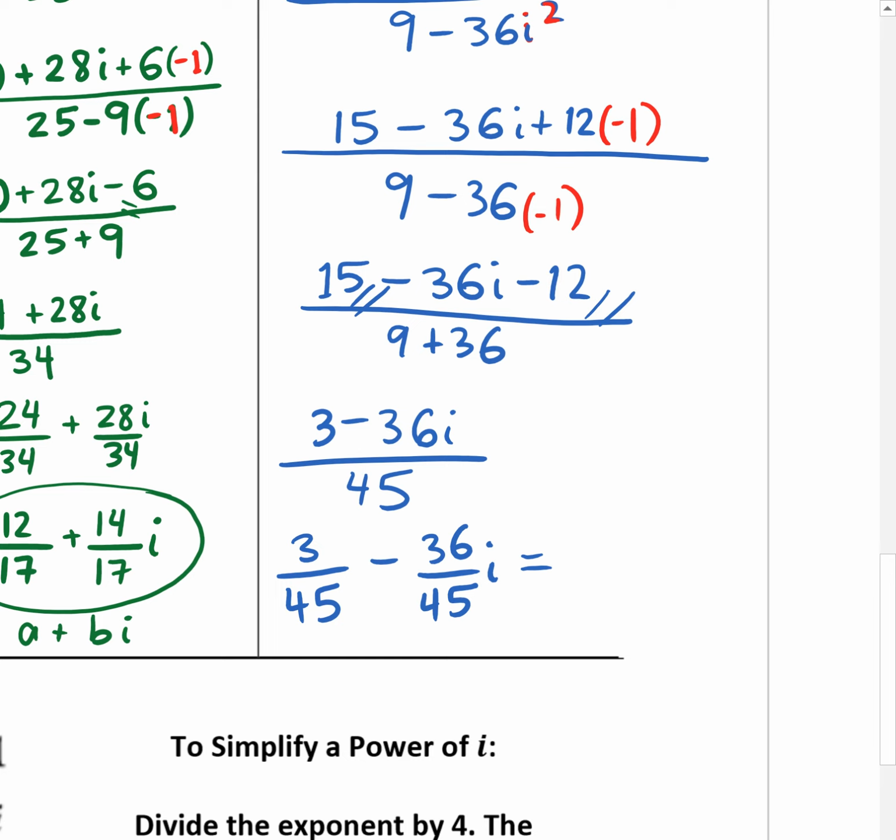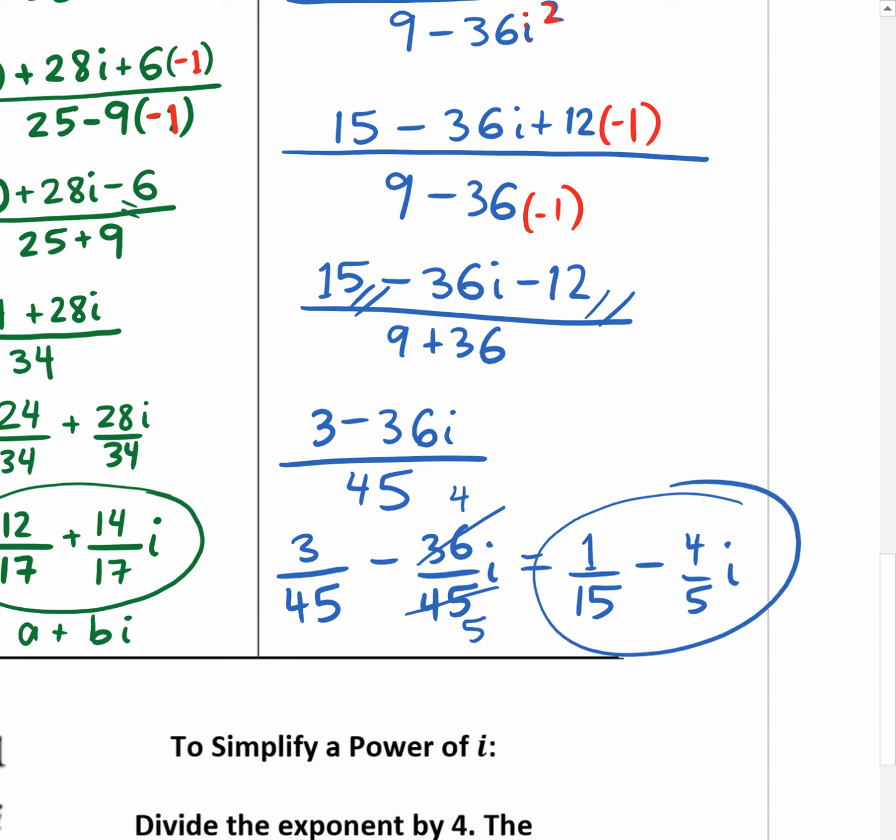So let's see, 3 goes into 45 15 times. So that first fraction becomes 1 over 15. But notice that I think 9 is the largest thing that goes into both of these. 9 goes into 36 4 times. 9 goes into 45 5 times. So that guy really becomes a 4/5. It reduces quite a bit.